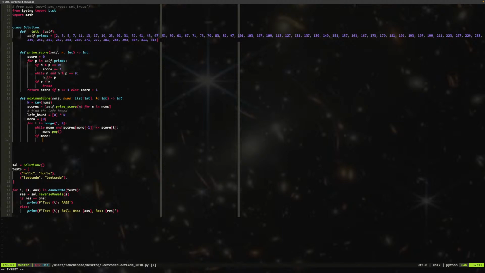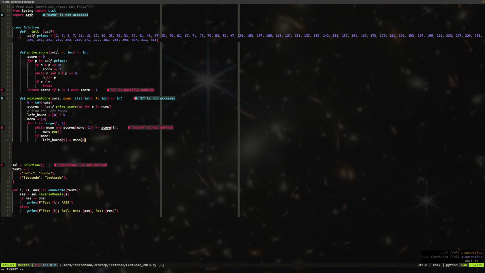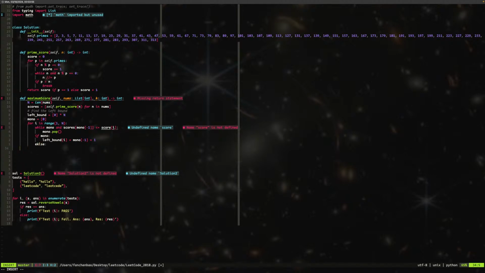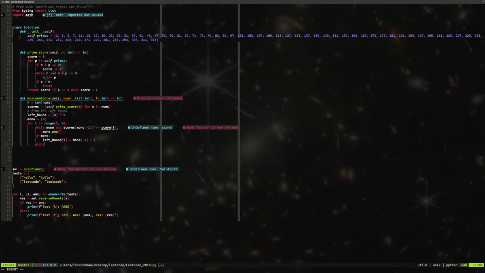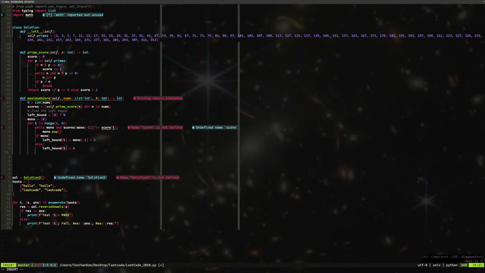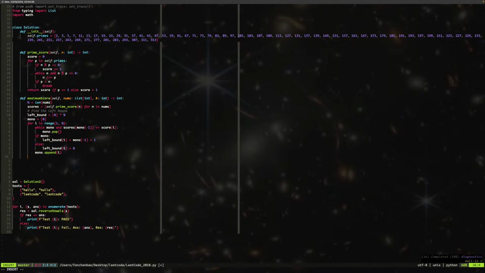So if mono, which means we have something in the monotonic array, then we say left bound I shall equal to mono minus 1, whatever that is, and plus 1. If we don't have mono, we pop everything, then our left bound I will become 0, right? Okay, once we're done with this, mono dot append the current one. All right, so by doing this, we get the left bound of everybody, right? We get the left bound on everybody.